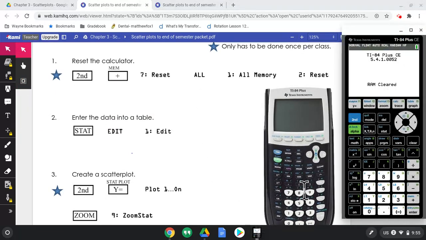So remember, the first thing we do when we turn it on, we got to reset the calculator. Okay, so second memory, and we'll reset, then go over here to all and choose all memory, and then go down to number 2 and hit enter so we reset. Okay, now the next thing we're going to do, it says enter the data into a table. So to do this, we go to stat, and it's already on edit, so I can just hit enter. I'm going to type it in.